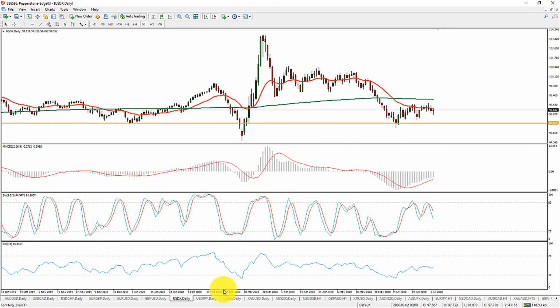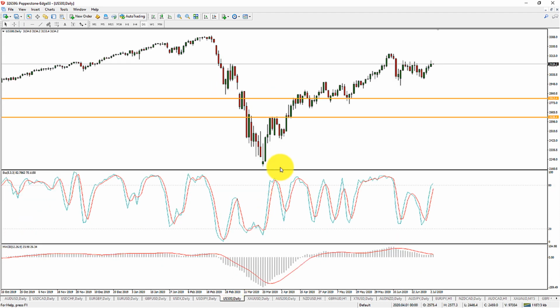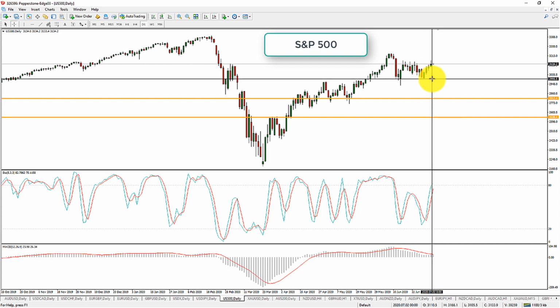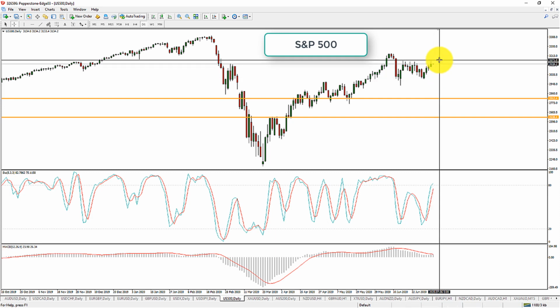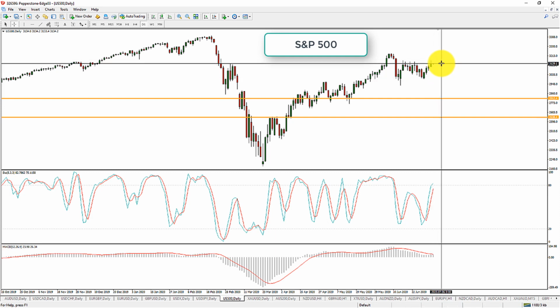The last one we'll have a look at is the S&P 500. So yeah, this is a daily chart. We've had a pretty strong week. Basically we've gone up from the 3,000, where we started, all the way up to at its high 31 sort of 60. Look, it's come back down a little bit now.